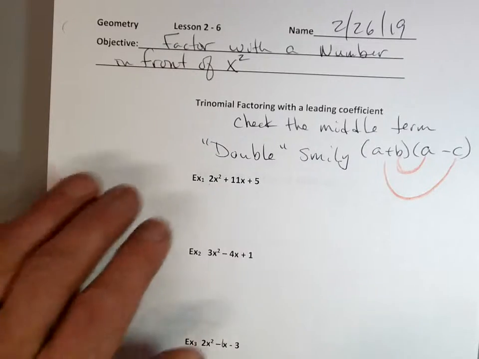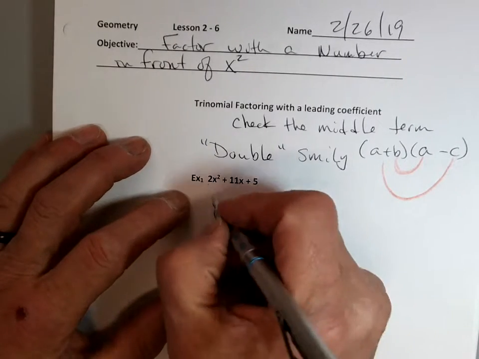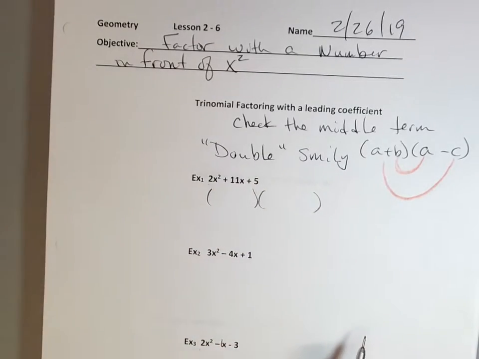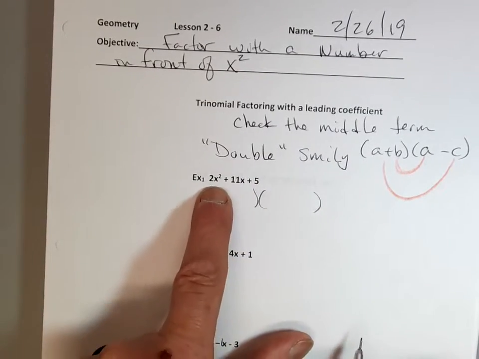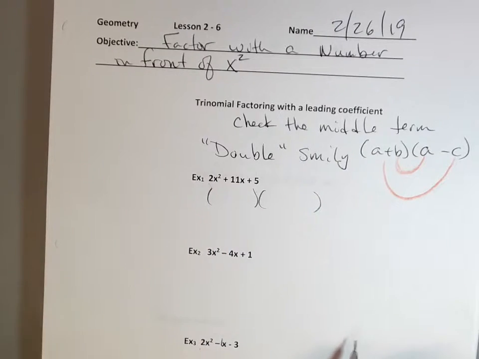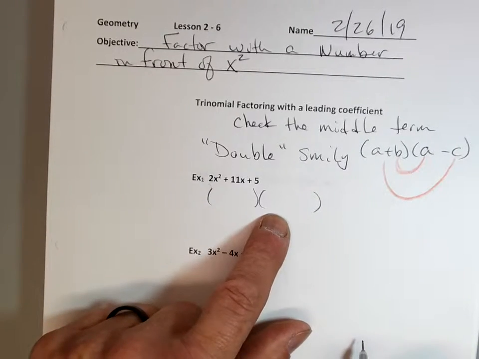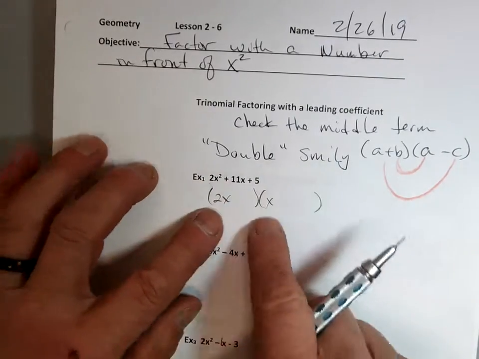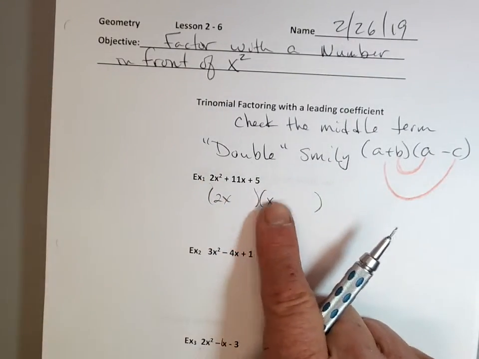So let's try example 1, okay? One of the things I know about example 1 for sure, the easy part that hopefully everybody can get, is the 2x squared. That should be just 2x and x. Everybody agree with that? So for sure I know at least 2x and x, because 2x times x is 2x squared. Now the hard part is the 5.